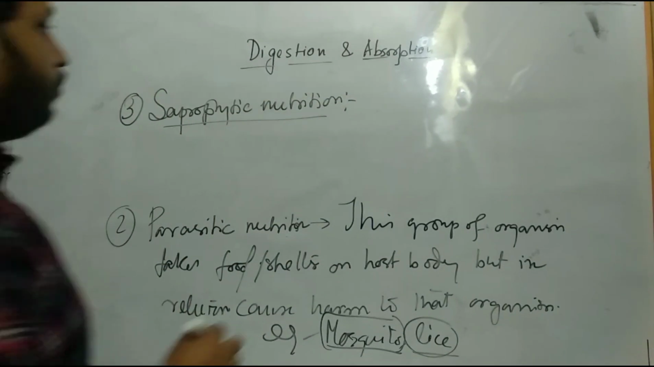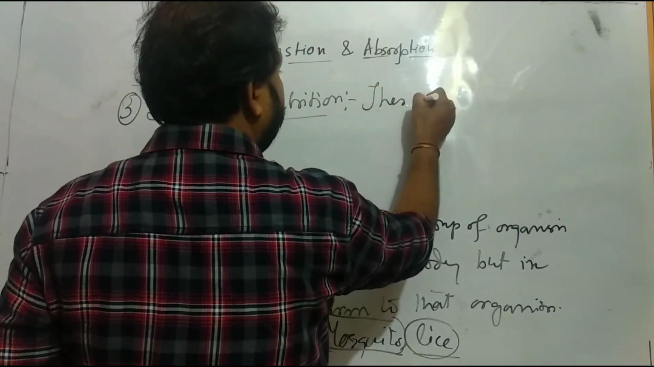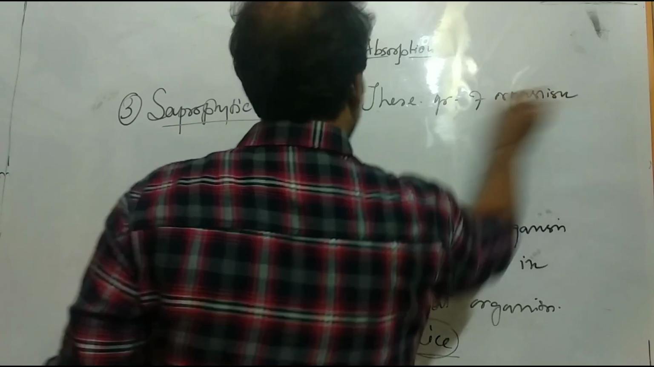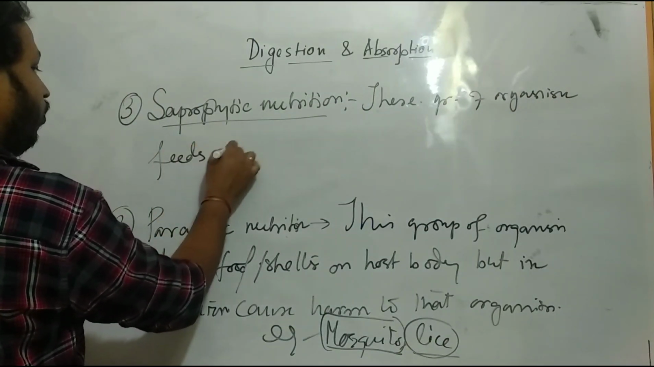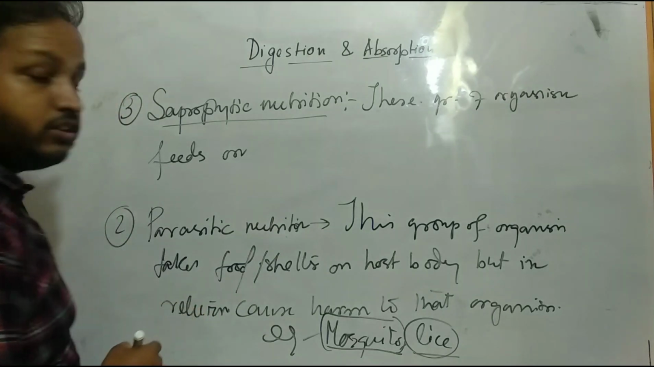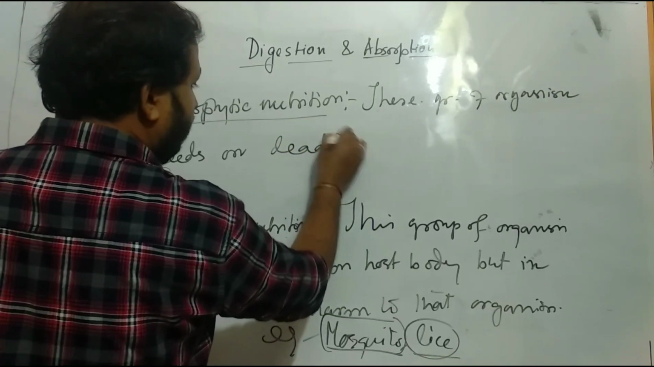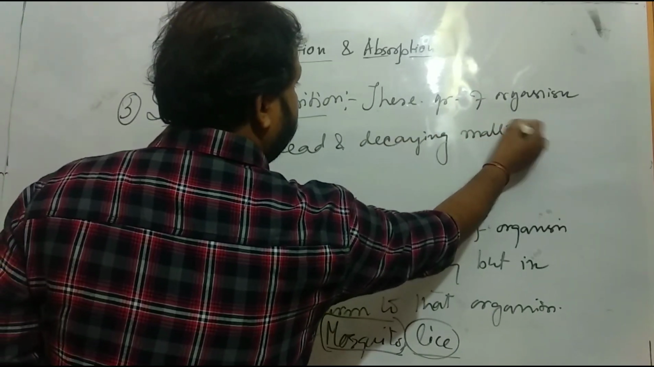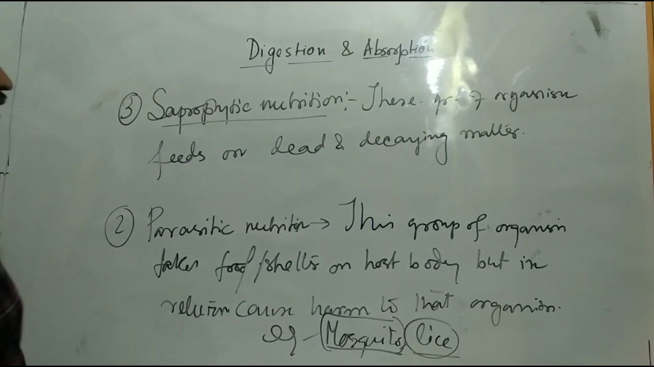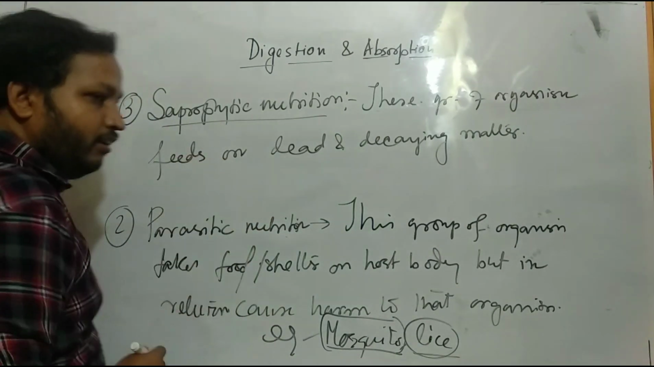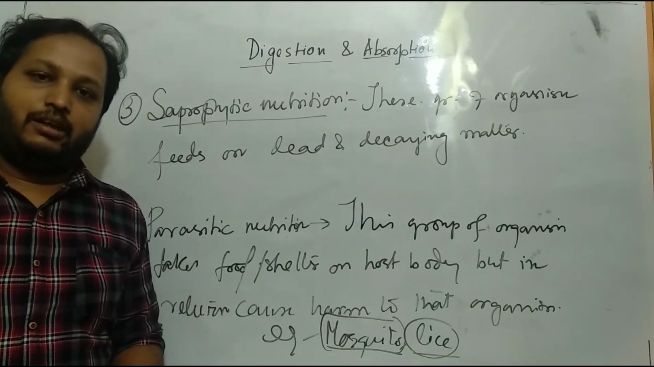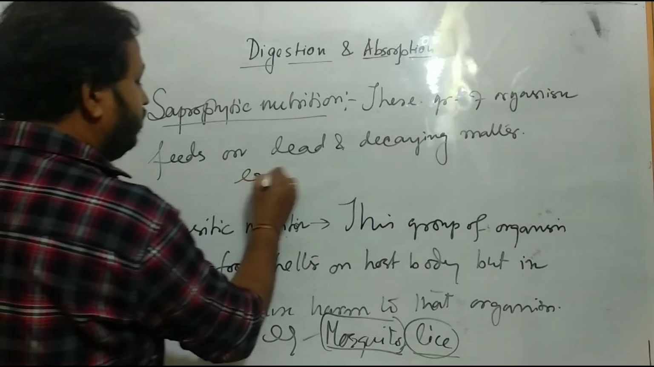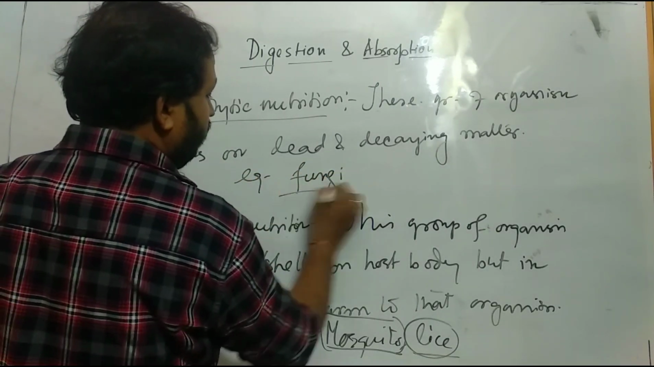Okay. This group of organisms feeds on dead and decaying matter. Important is that they digest the food outside their body and afterwards absorb the food in digested form. For example, fungi.